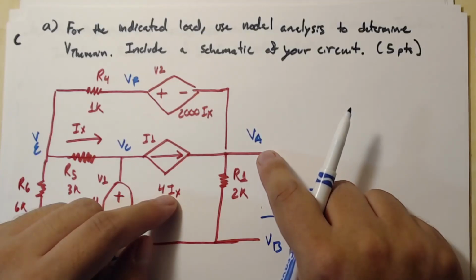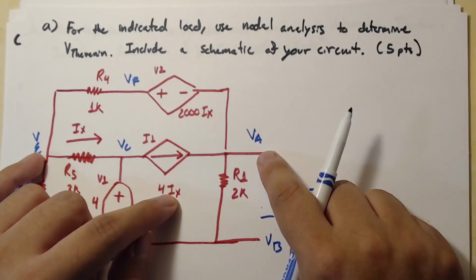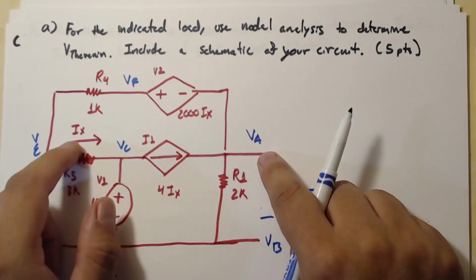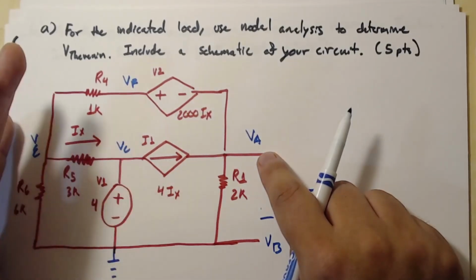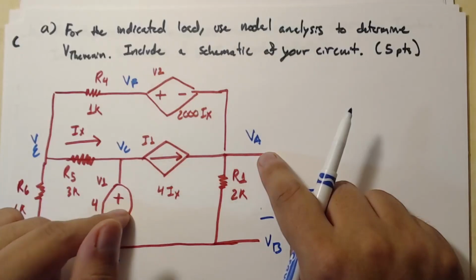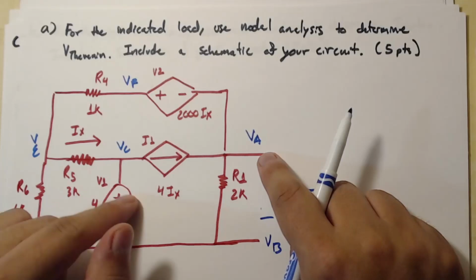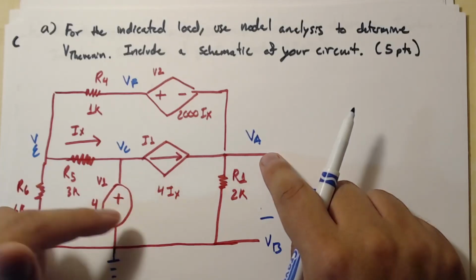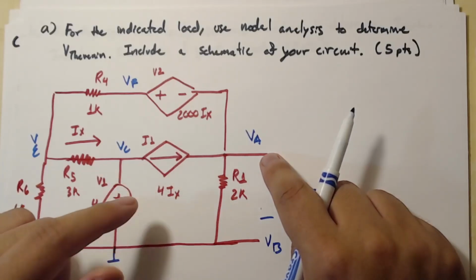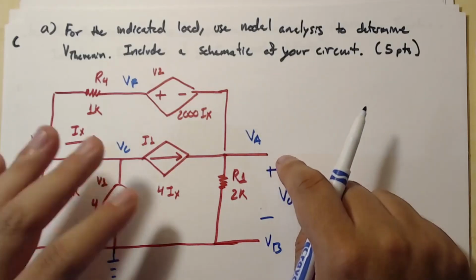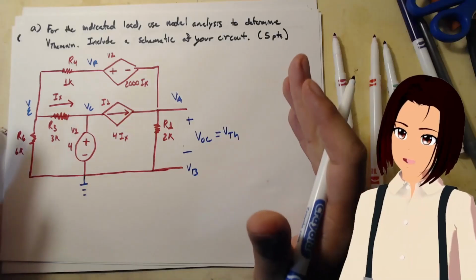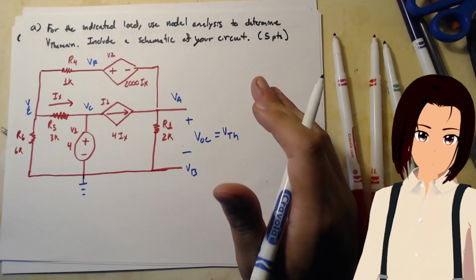I guess our third variable, we could use VE. Why VE? Because Ix is coming out of VE. That's a good idea. VC is connected to an independent voltage source, and that makes node analysis very tricky. We would have to do a supernode around here, and let's just not do that. Let's make it easy for ourselves: 3 unknowns and 3 equations.